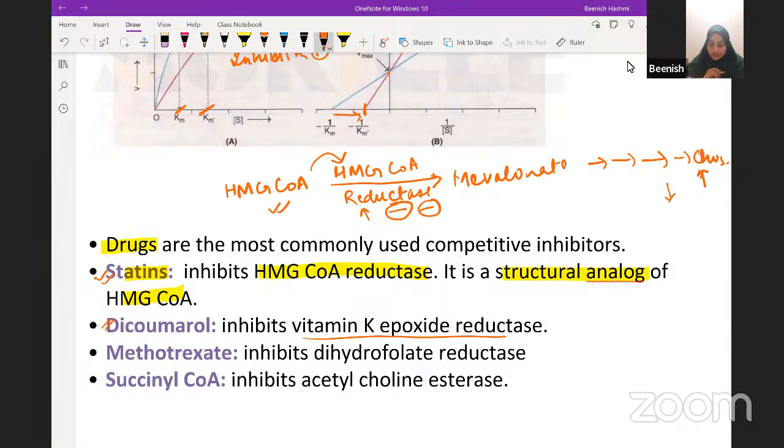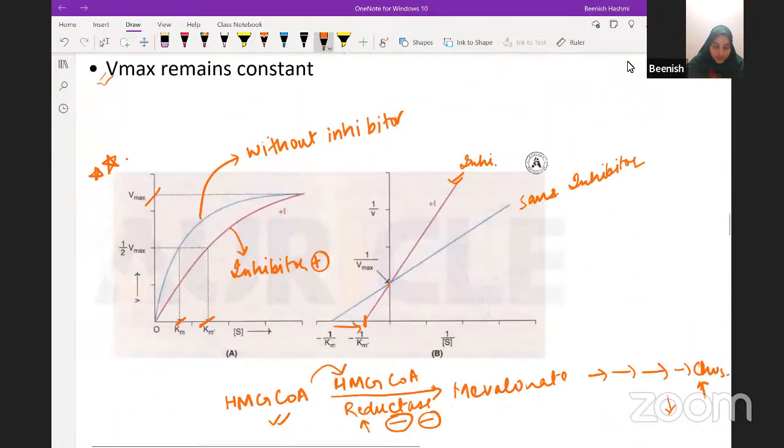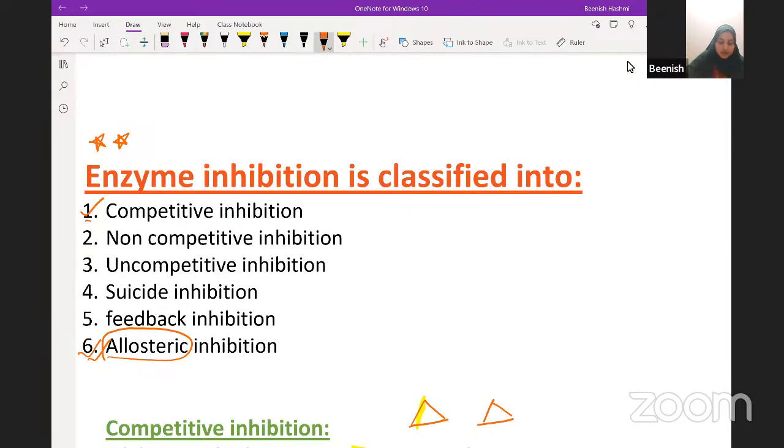Methotrexate also we have spoken about, that it was inhibiting your dihydrofolate reductase. And what was the function of dihydrofolate reductase? It was involved in production of the active form of folic acid, that is tetrahydrofolic acid. So your tetrahydrofolic acid was not being formed. Then succinylcholine inhibits acetylcholinesterase. Okay, so these are some of the examples of the drugs that are most commonly used as competitive inhibitors. So with this, we come to the end of competitive inhibition. So we've done this. Now moving on to non-competitive inhibition.